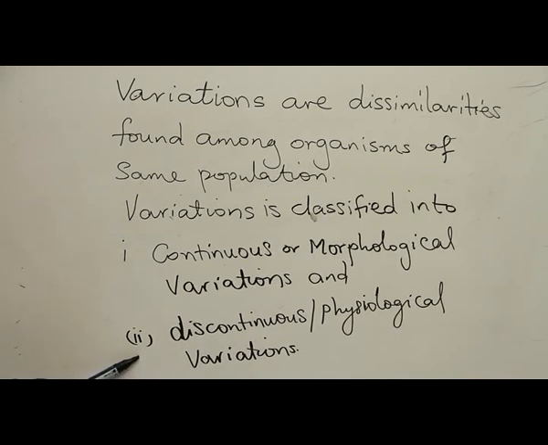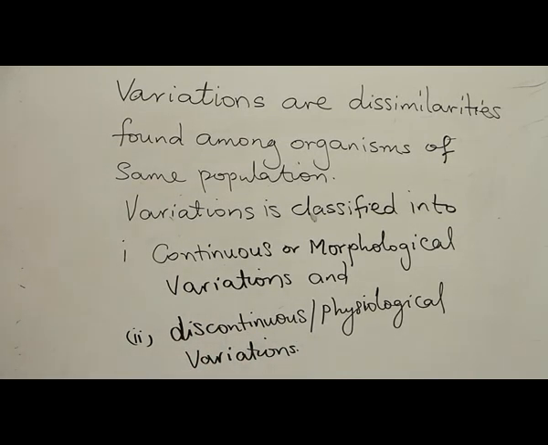Then the second type of variation is discontinuous or physiological variation. This is the type of variation that has 50% probability in each case, e.g. sex. For a pregnant woman, you can predict correctly or wrongly by 50% whether she is going to deliver a boy or a girl. Others are color blindness, ability to roll tongues, hemophilic condition, and so on. All these are discontinuous or physiological variation. All those sex-linked traits are physiological.